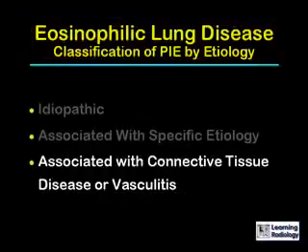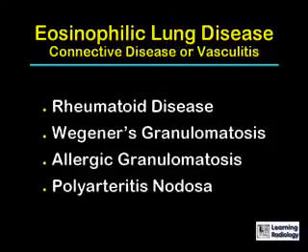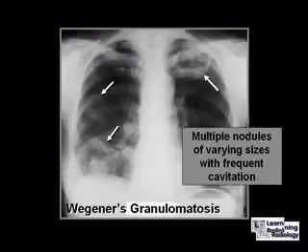Eosinophilic lung disease can also be associated with connective tissue disease or vasculitis. The connective tissue diseases that have been implicated include rheumatoid disease, Wegener's granulomatosis, allergic granulomatosis, and polyarteritis nodosa.